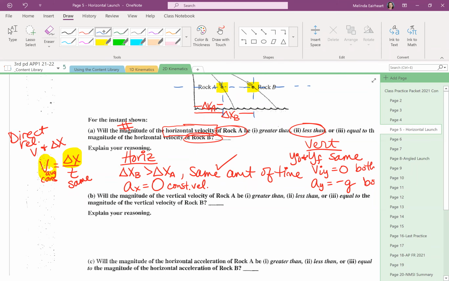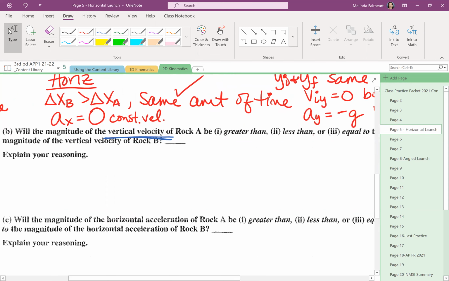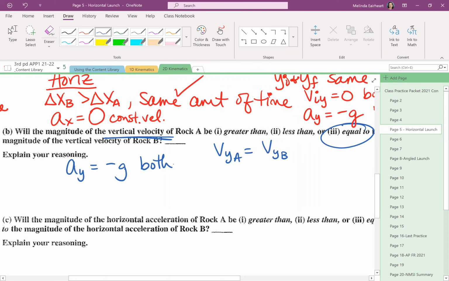Hopefully these go quicker. What about the magnitude of the vertical velocity of A compared to B? Say again. Equal. Why equal? VYA. Oh, it's not just gravity. There's no extra vertical velocity given to them when they're thrown. Okay, so if we know the only thing working on them is that gravity, and it's not just gravity alone, what else depends on it?